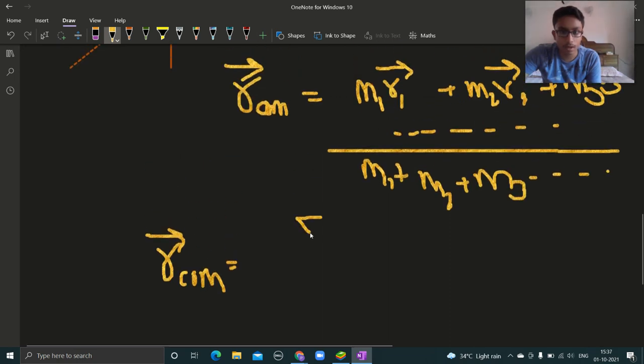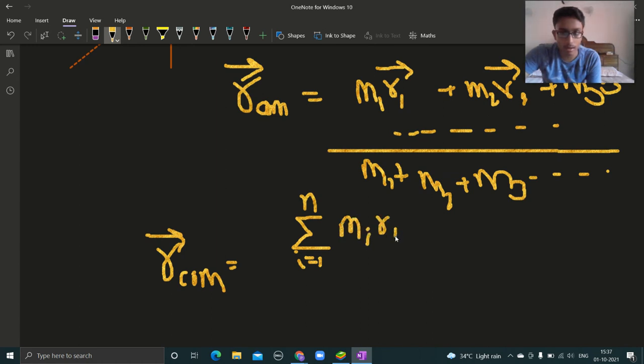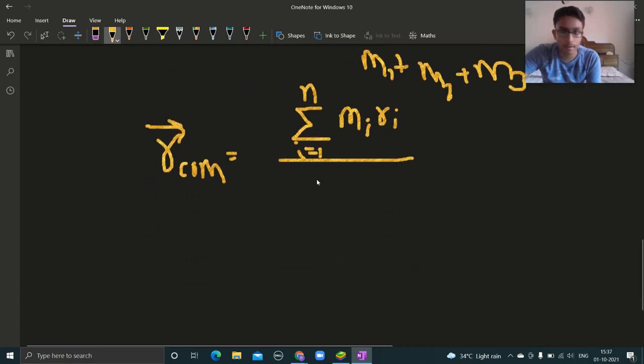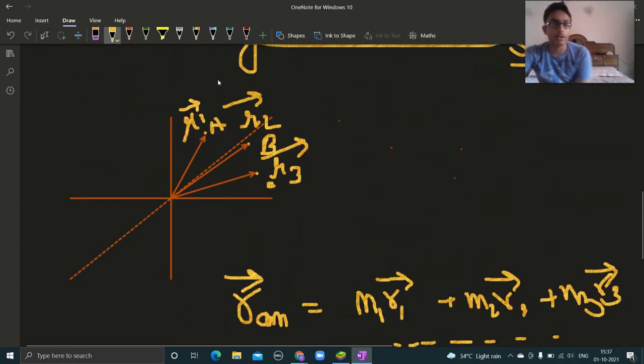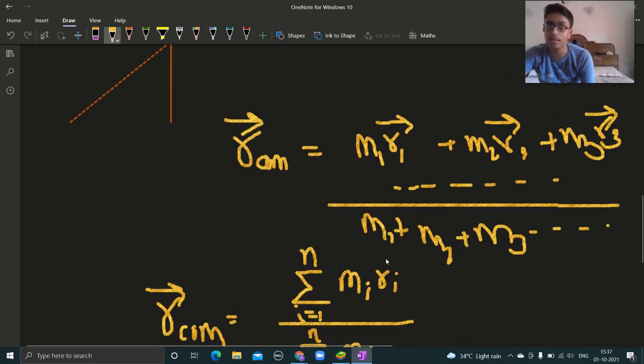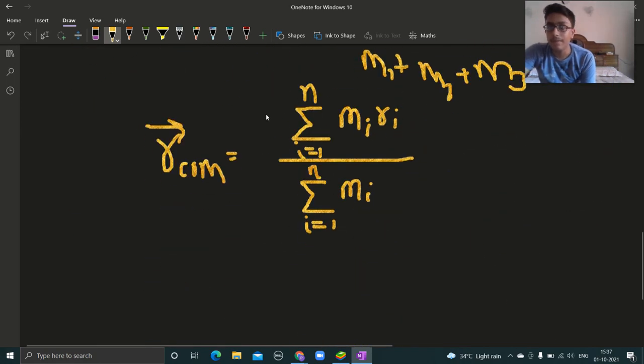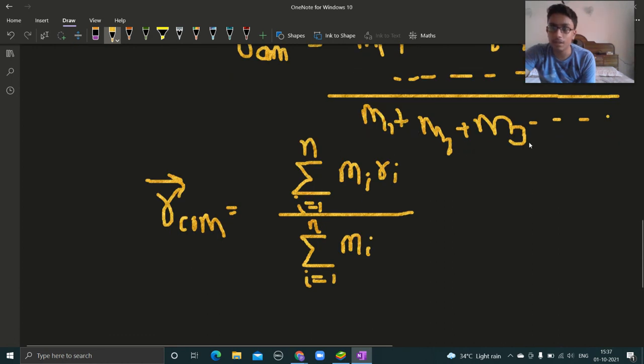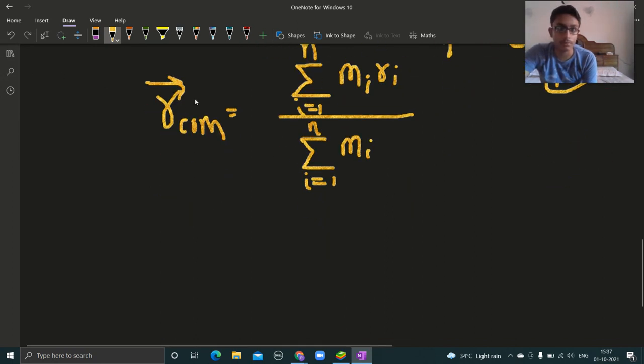we can generalize it in a formula. Obviously it is sigma from i equal to 1 to n of m i r i, whole divided by sigma i equal to 1 to n of m i. Because it is a discrete particle system, we have to write it like this. But if it isn't a discrete particle system, the formula is a universal formula. That's not a problem. The m1 plus m2 plus m3, all these will add up to m, the whole mass of the body. So that's not an issue.